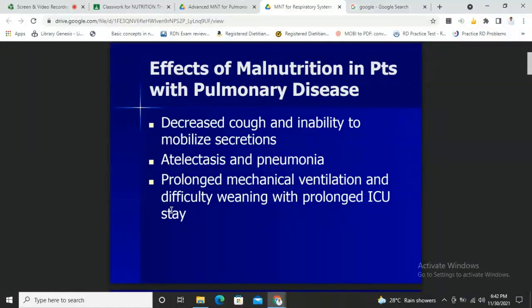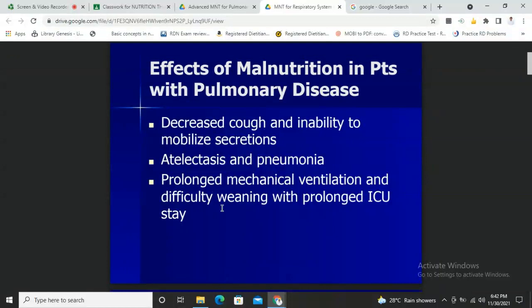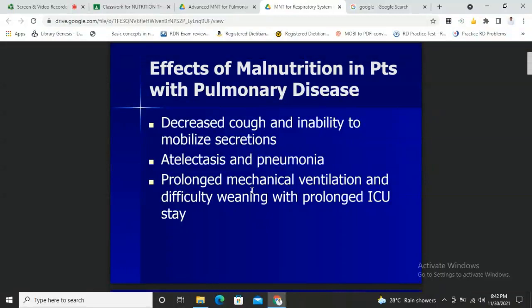And poorer prognosis, di ba? Many studies have shown that if someone is malnourished and is mechanically ventilated or intubated, that patient experiences more difficulty weaning from the machine. Okay, when you say weaning, pag-undang, di ba?